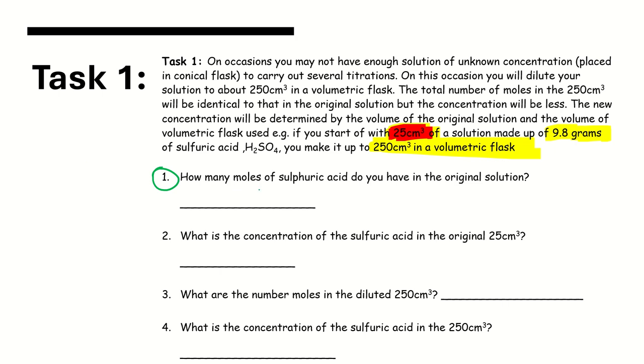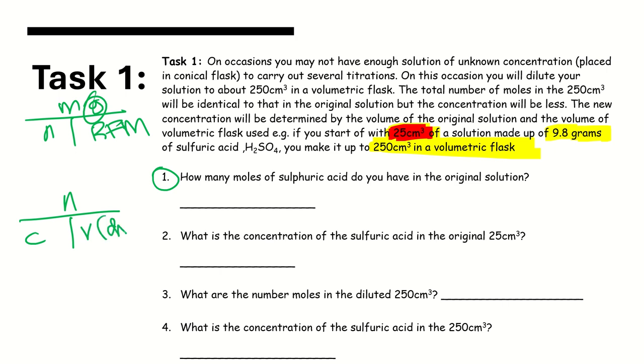So question 1: how many moles of sulfuric acid do you have in the original solution? Well, this time we've got to use two equations. You should be very familiar with both. Number of moles, N, equals mass in grams divided by the RFM. And the second one is number of moles, N again, equals concentration in moles per decimeter cubed times volume, which again, remember from the last slide, was always that.